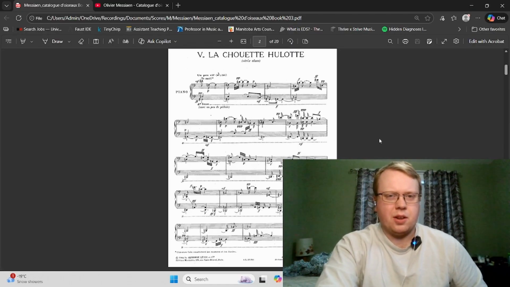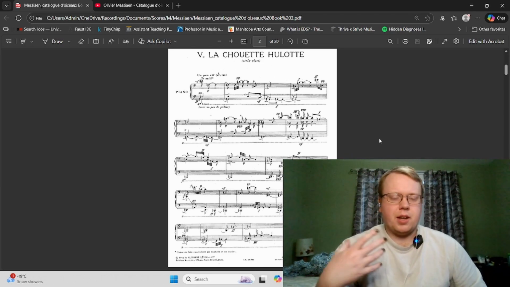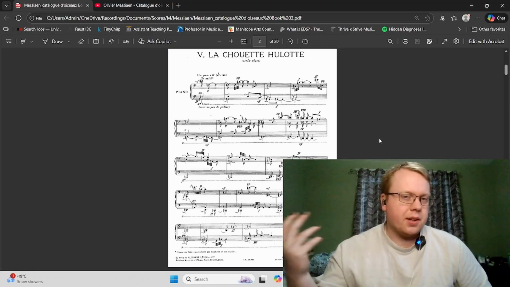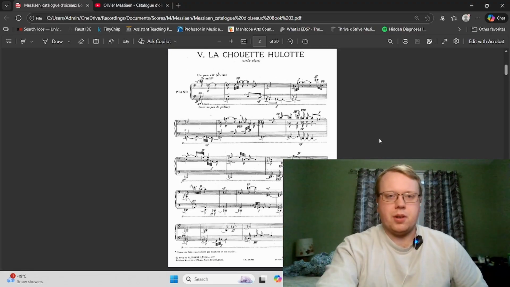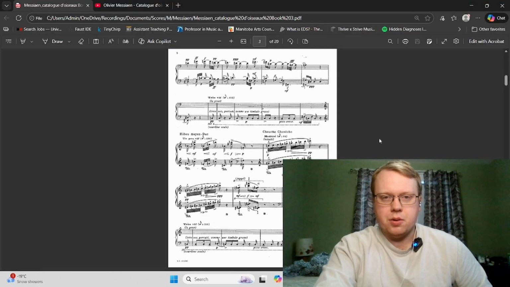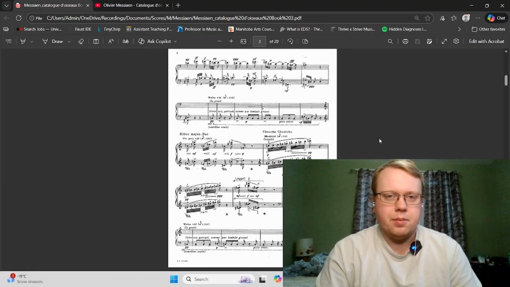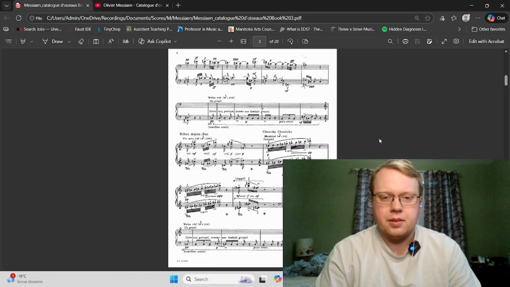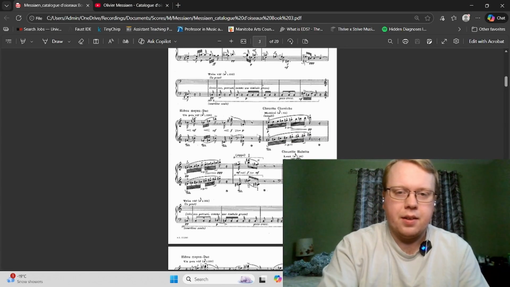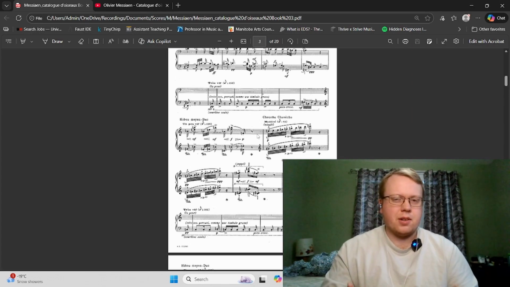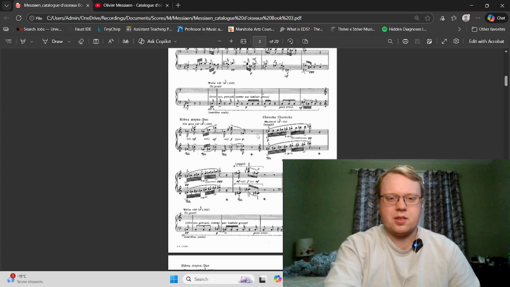Messiaen spends a lot of time trying to set up this setting of a forest at night, which is what the bulk of this first movement is composed of, this sort of nebulous, dissonant, just random note sounding stuff. And then the two owl calls themselves are not very long or developmental. They're just a couple calls.